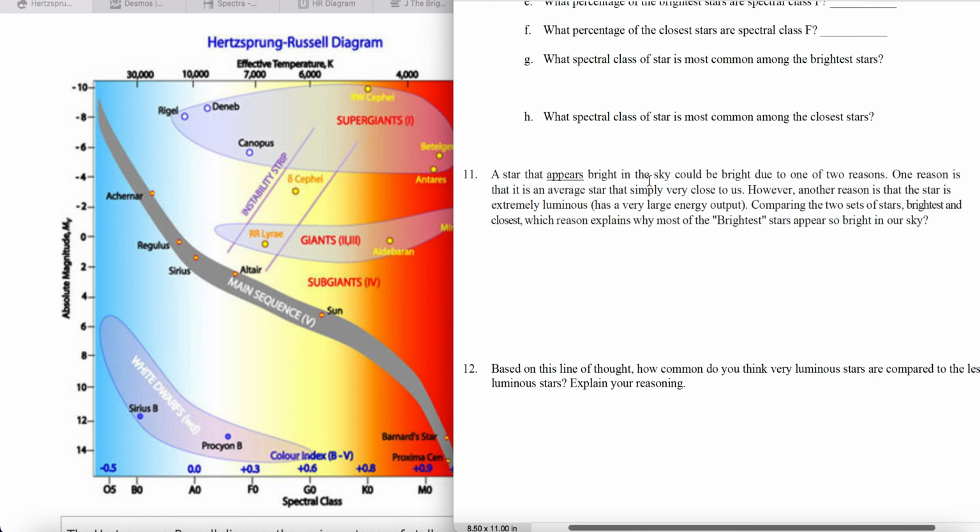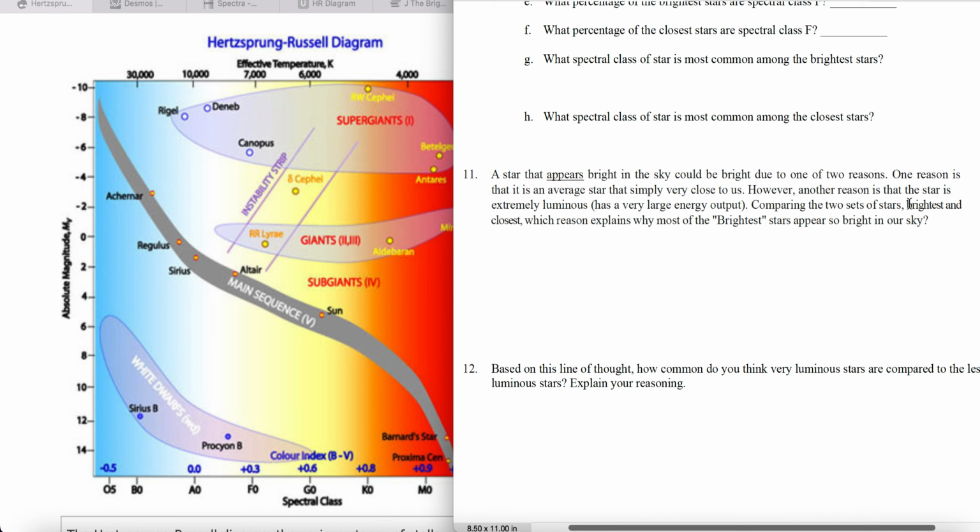A star that appears bright in the sky could be bright due to one of two reasons. Okay, cool. This is an important idea. One reason is that it is an average star that simply is very close, like Barnard's star, right? Barnard's star is one of our closest neighbors, which is why it's pretty close. But was it really an actual, super bright star? Was its apparent magnitude on the upper end? No way, right? You saw when we looked at it that its apparent magnitude is actually really low. It's one of the dimmer, smaller, less bright types of stars that exist, okay?